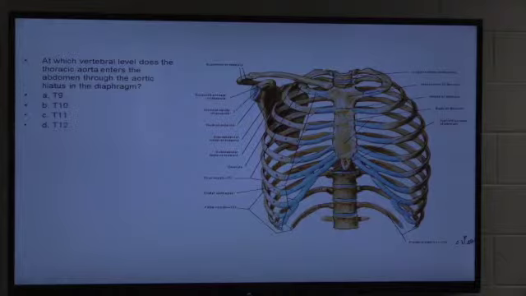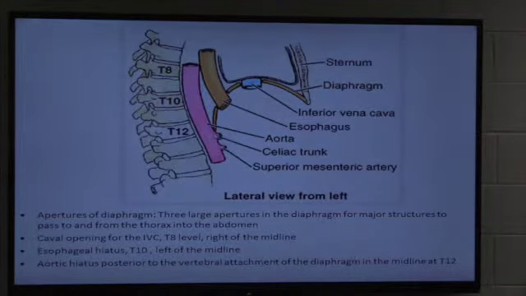Which vertebral level does the thoracic aorta enter the abdomen? Through the aortic hiatus. 9, 10, 11, 12. 12. Okay, right there. Aorta is most posterior, esophagus at 10, inferior vena cava at 8. Those are the three main large apertures through the diaphragm.